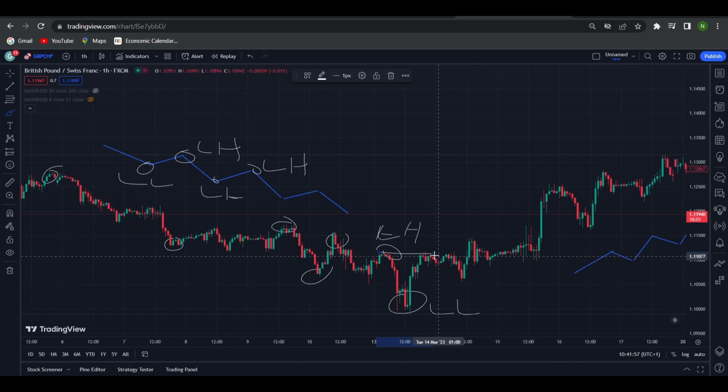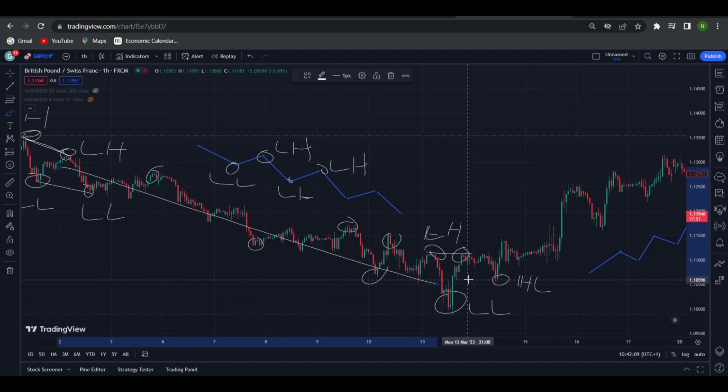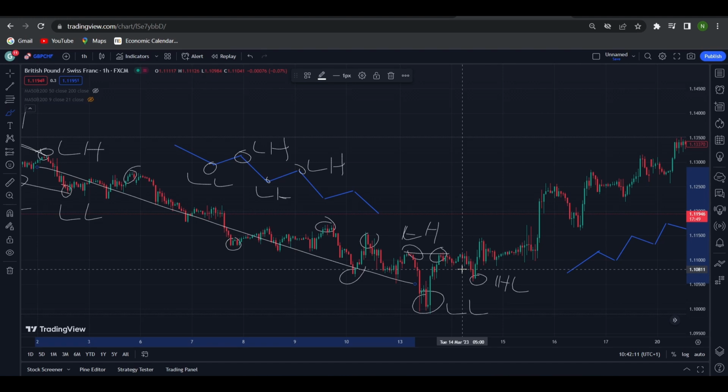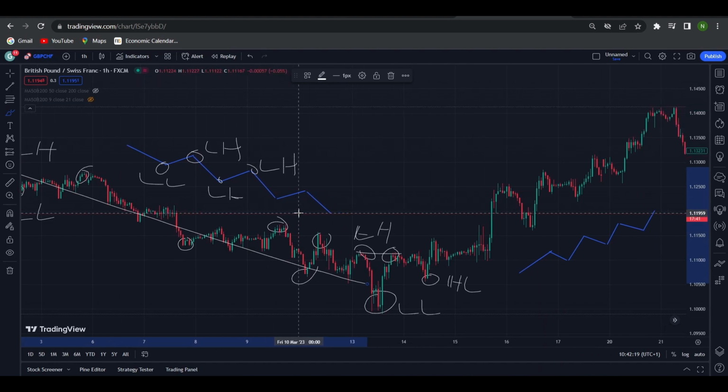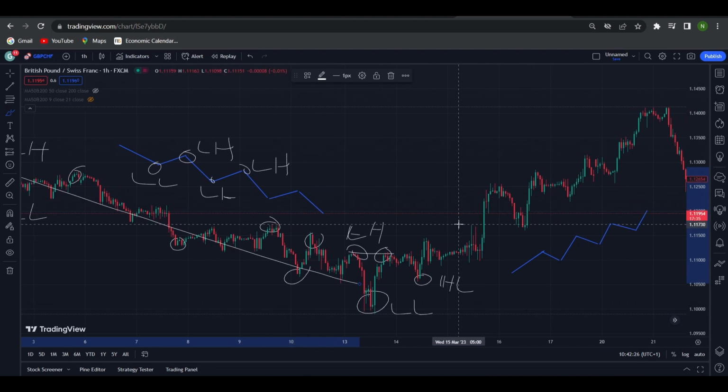So we have this area right here which fails to make the lower high, and then we have a higher low. So this means that our downtrend that we have right here is invalidated. So we no longer are in a downtrend. At this point in time, we don't know if the trend is going to be an uptrend, a downtrend, or a consolidation period. So we need to be waiting for what's next in price.